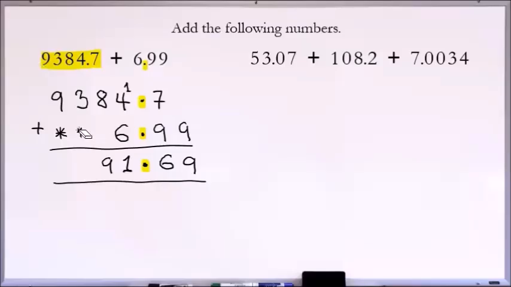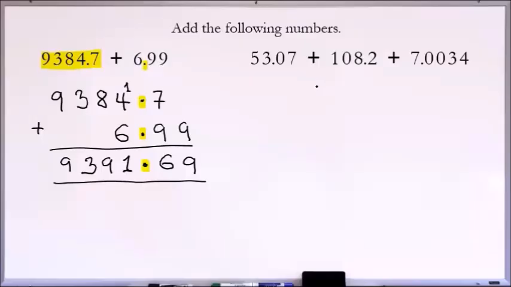3, and 9 plus nothing will give us a 9. So that's sorted. So here we've got 9,391.69.